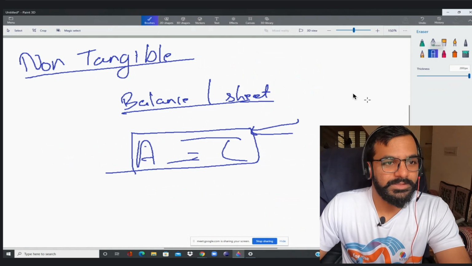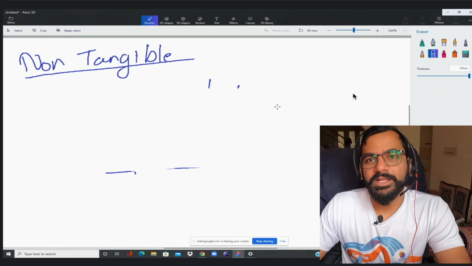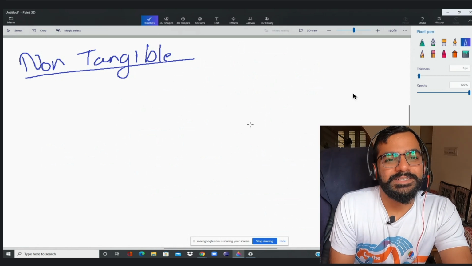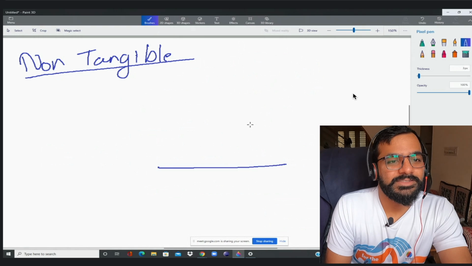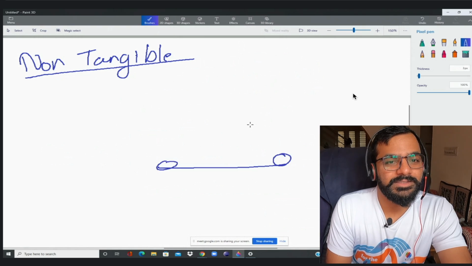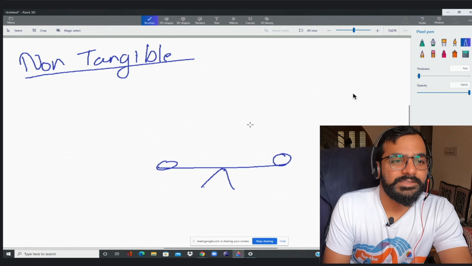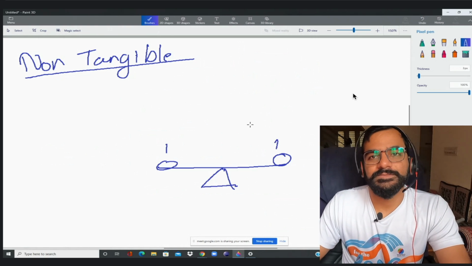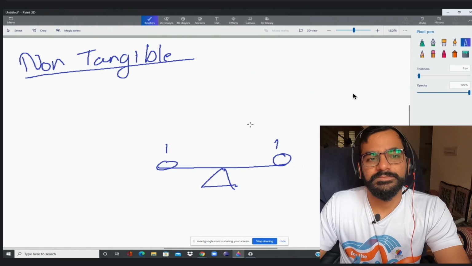What was the reason? But then balance sheet is called as balance sheet because of the balance it maintains. If you say it is a seesaw or something, it has equal weights here, 1 kg, 1 kg, or 1 rupee, 1 rupee. That's why. Clear?